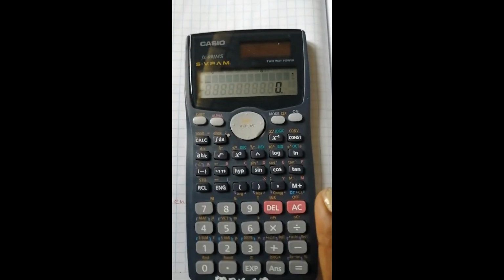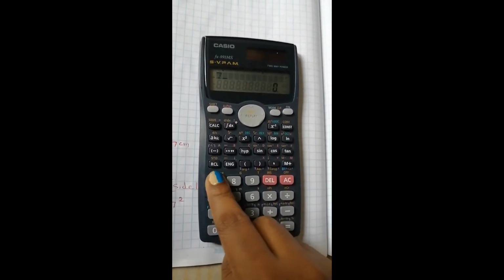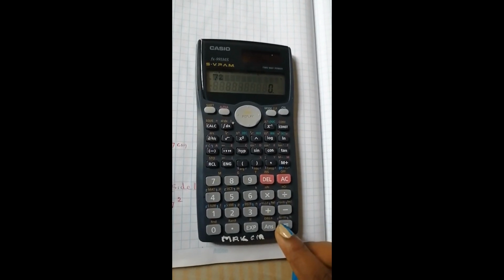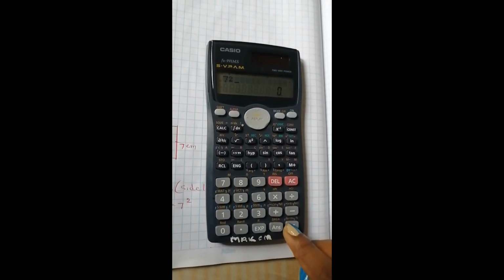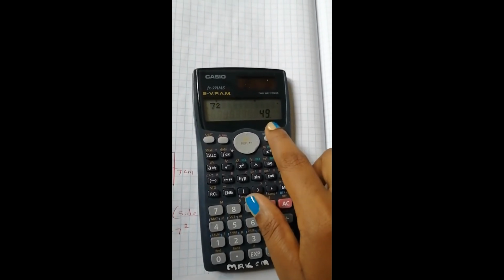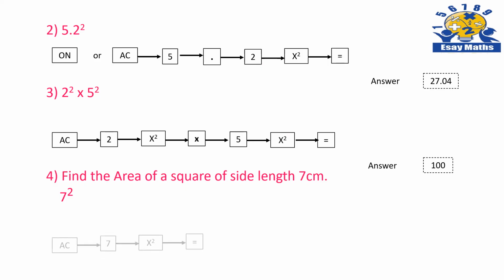At first you should press the key 7, then x squared. To obtain the answer you should press the equal sign. Then the answer is 49. Do activity number 3.